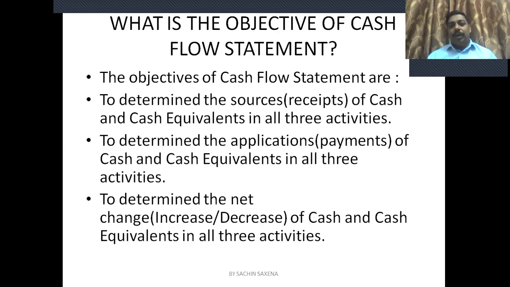Then the third one is the mixture of these two. How much source was there, how much application was there? We will check these two, the difference between the two. And when we find out the net effect of the source and application, we find out whether we increased our cash or decreased our cash. We got the increase in cash or decrease in cash. Understand? So that will be called the net change of cash and cash equivalent.